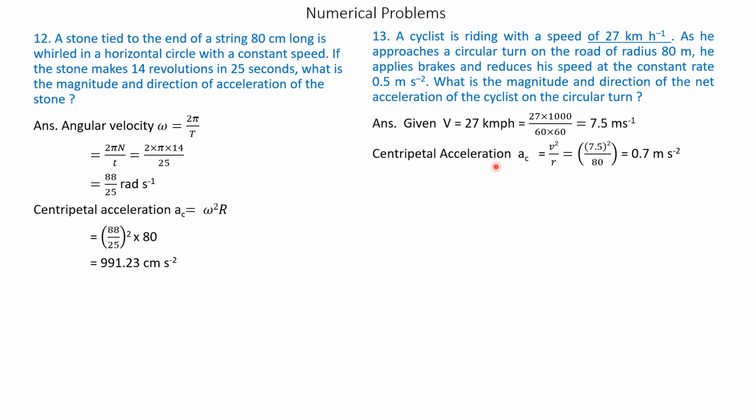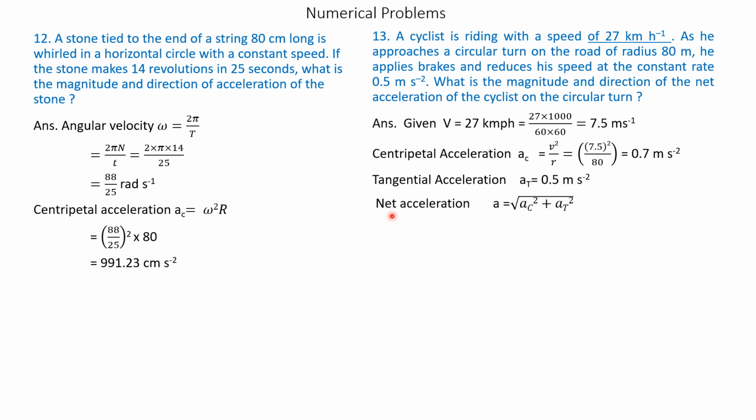Therefore, centripetal acceleration AC is equal to, we know the formula, v square by r, where v is the velocity and r is the radius. So, we have v is equal to 7.5 meters per second, that is equal to 7.5 whole square divided by r is 80. Simplifying, we get 0.7 meters per second square. Tangential acceleration is given as 0.5 meters per second square, it is given in the question.